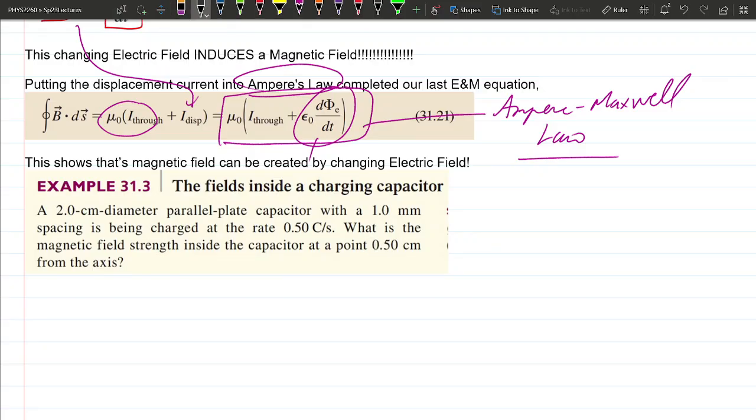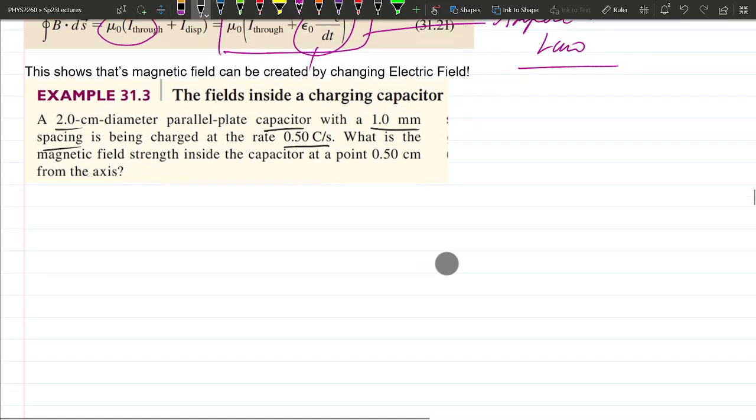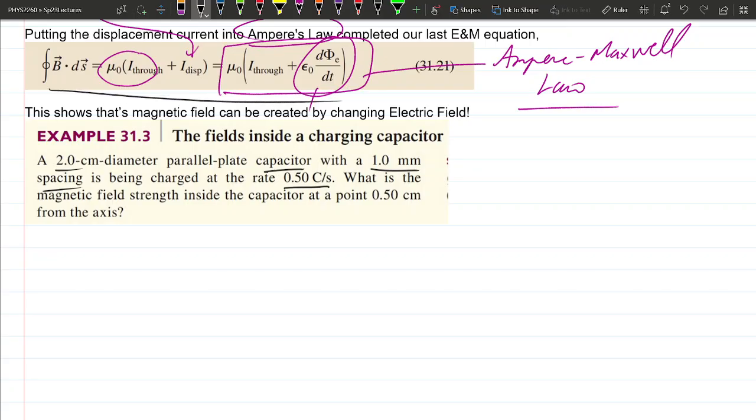So let's say we have a 2 centimeter diameter parallel plate capacitor with a 1 millimeter spacing between the two, and it's being charged up, meaning there's a change in how much charge there is. That means there's a change in how much electric field is there. It's being charged up at the rate of half a coulomb per second. What is the magnetic field strength inside the capacitor at 0.5 centimeters away from the axis? This is kind of a difficult problem, and it has to do exactly with what we just learned so far.